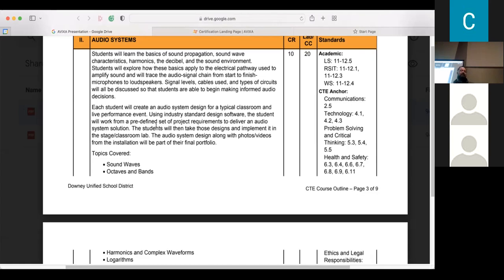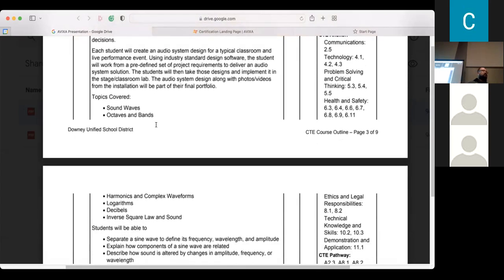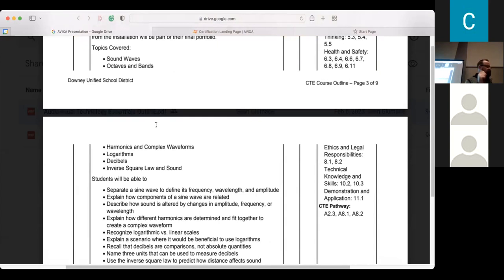But the key here is it is aligned specifically with the AVIXA curriculum that they already teach in the industry. There is no difference in our essentials class. They call it audiovisual essentials. We call it audiovisual essentials. I'm not going to change those things. Now, there are always updates every year, but for the most part, you can see in here, for those of you who know, we cover sound waves and octaves and decibels and inverse square law.